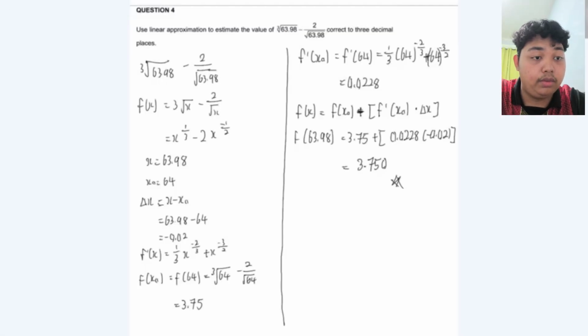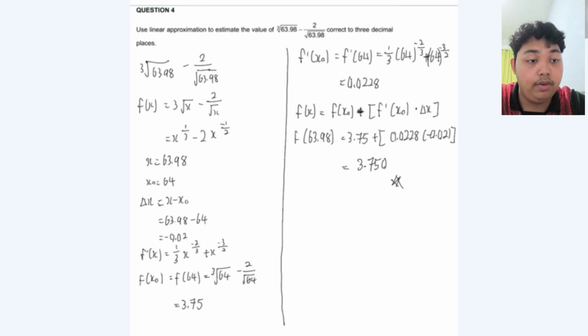I will now explain question 4, which is about estimating a value using linear approximation. Here is the question. Estimate the value of cube root of 63.98 minus 2 divided by square root of 63.98 using linear approximation. Now let's solve it step by step. Step 1. Write the function. We define f of x equal cube root of x minus 2 divided by square root of x. In mathematical form, that is f of x equal to x to the power of 1 over 3 minus 2 times x to the power of negative 1 over 2.